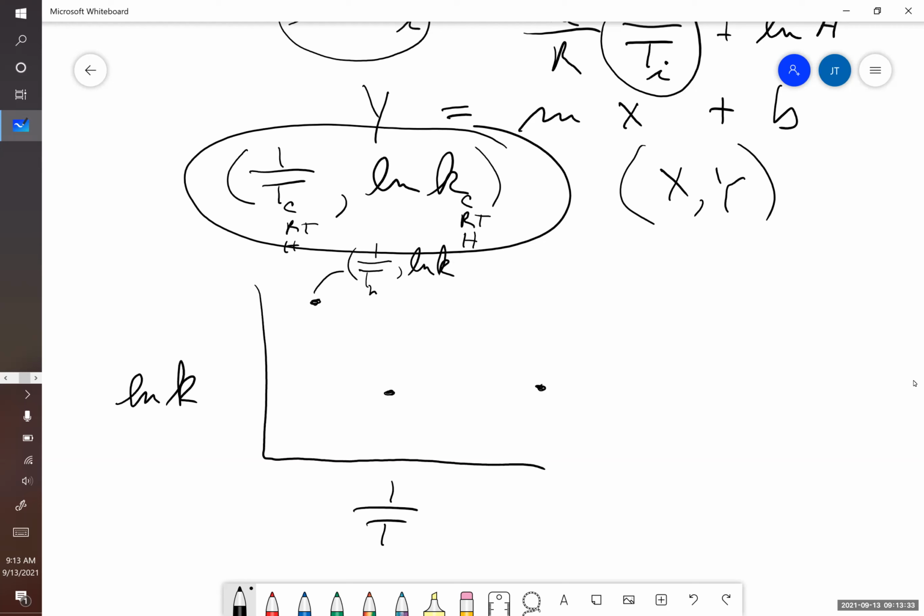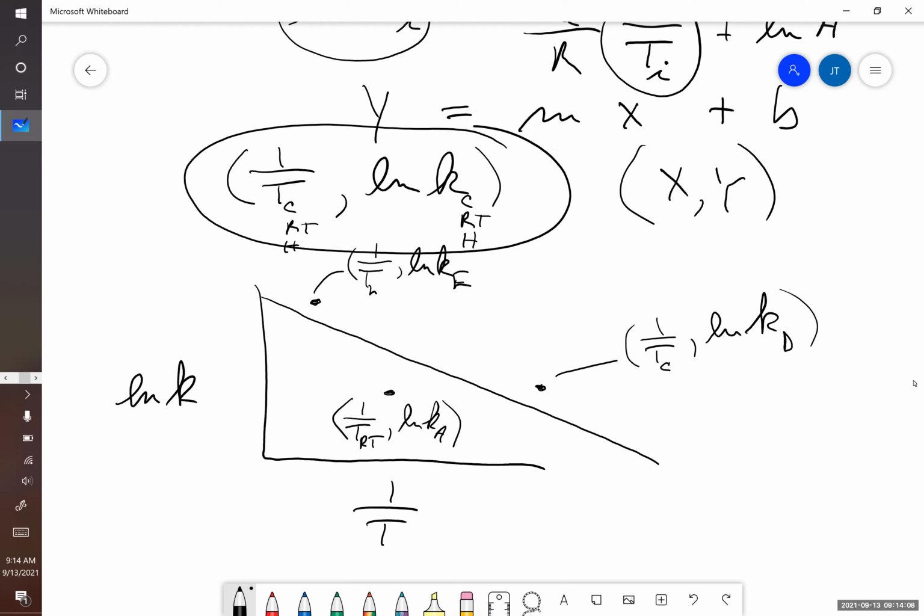So again, this point should be 1 over T hot, ln K. That would be E. And then this point here corresponds to 1 over T room temperature, comma, ln Ka. And then this guy's the last one, which would be 1 over T cold, ln Kd. All right, so once you have that out there, then you can ask Excel to fit it to a straight line.